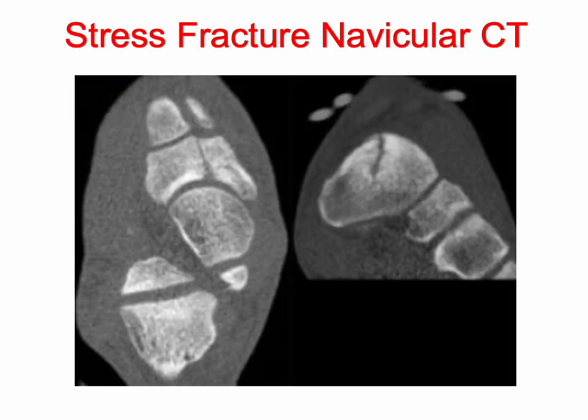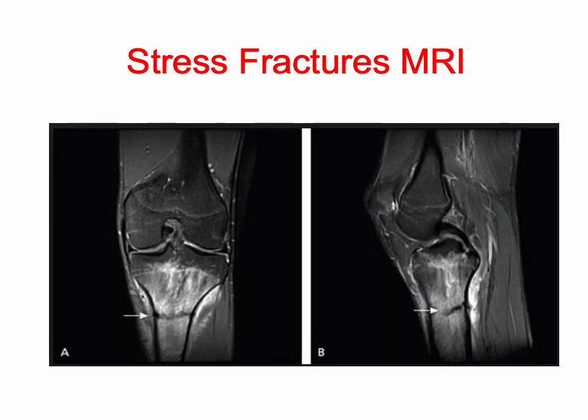This is the navicular. We've got a hairline fracture through the navicular. Again, one of the bones that's common to have stress injury. And then there's an MRI that shows in the proximal tibia lots of bone edema and a fracture line through the proximal tibia there.